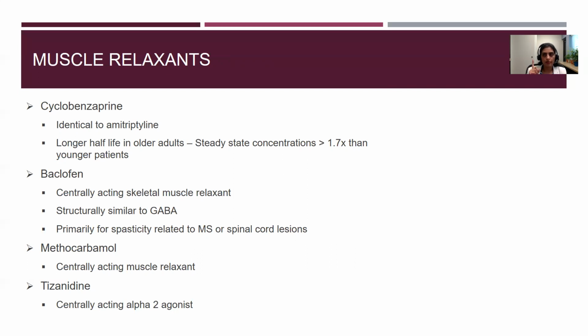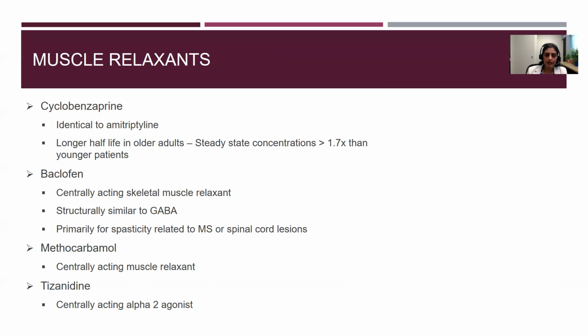So if there's one medication that you can take home today to try to avoid prescribing for older patients, it is cyclobenzaprine. Now, sometimes you always think like, what else can I prescribe? If I can't prescribe cyclobenzaprine just because of its adverse effect profile, then you can think about other muscle relaxants.